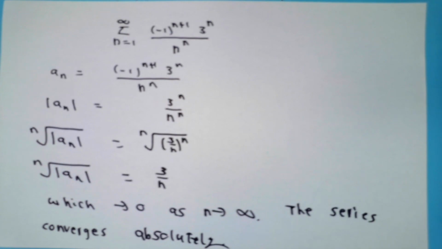When I take the absolute value, this just removes any influence of that negative 1 to the n plus 1 power factor. 3 to the n over n to the n is the nth power of 3 over n. The nth root of that is 3 divided by n. This number tends to 0 as n tends to infinity. 0 is less than 1. The root test tells me that my infinite series converges absolutely. It converges, and it converges in the nice way in which I could rearrange it in any fashion that I wanted to.